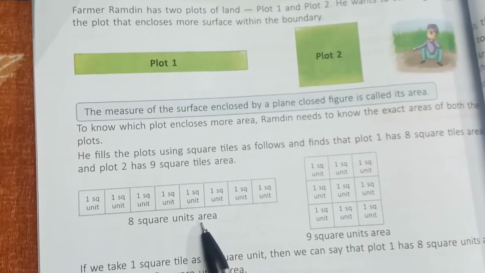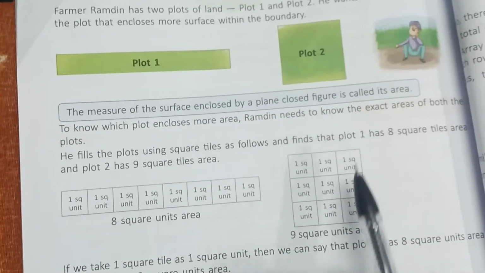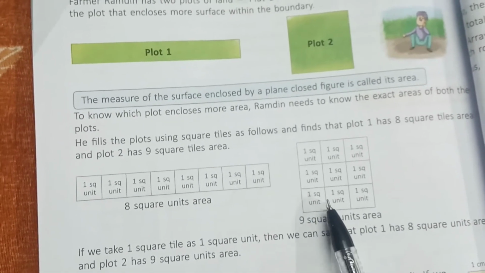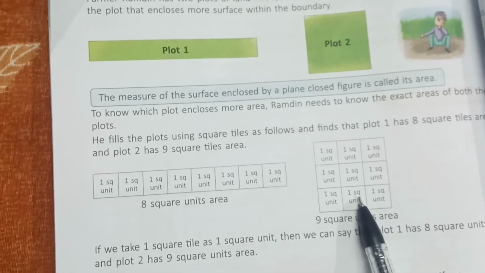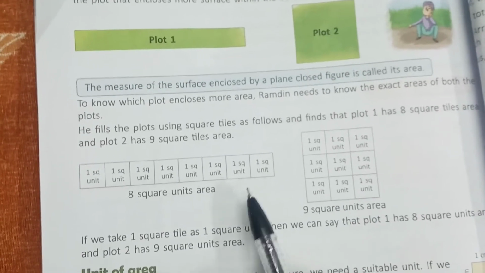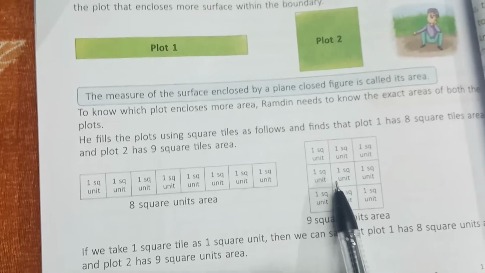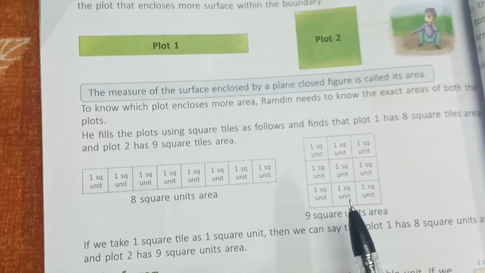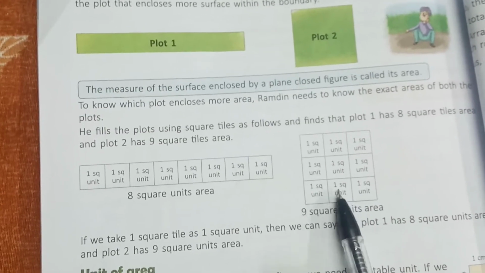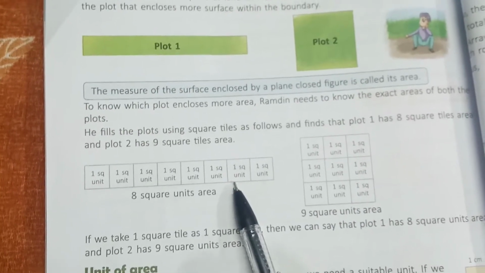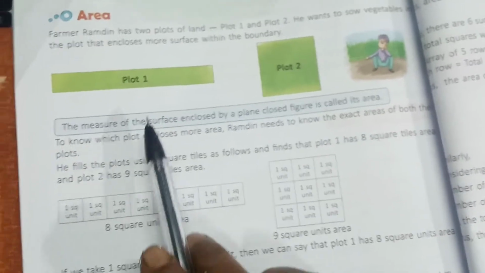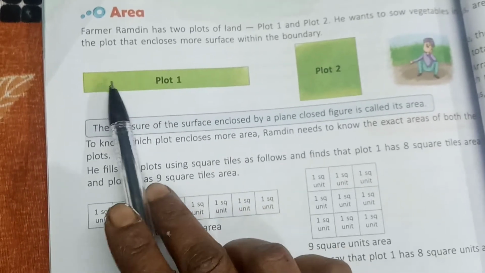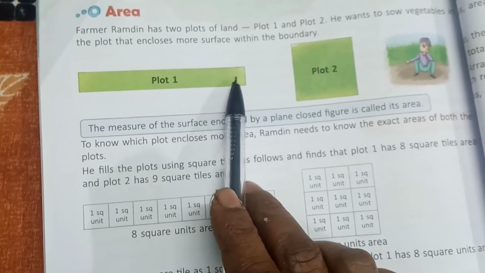Now when we fill square tiles in plot 2, suppose it takes 9 tiles. So its area will be 9 square units. Now children, we can compare plot 1 and plot 2. As plot 2 has 9 square unit area, its area is more than plot 1. So children, what is the area? The measure of the surface enclosed by a plane closed figure is called its area.